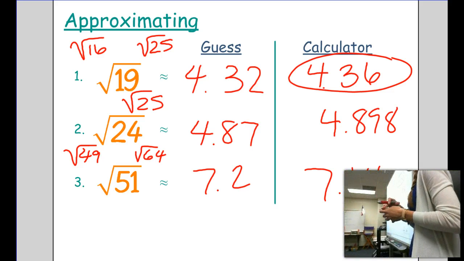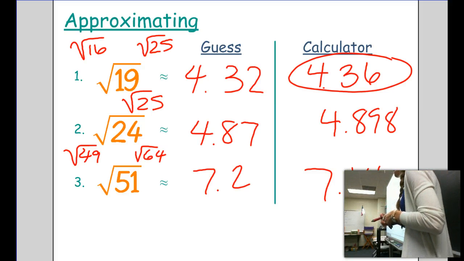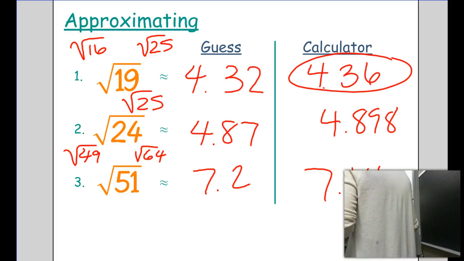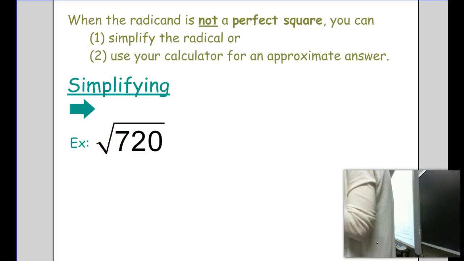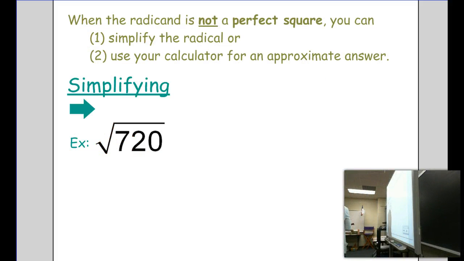Well, Dimitri was making this weird noise. Did you not get the square root of 51? 7.14? Okay. So that's all I'm going to say about that.